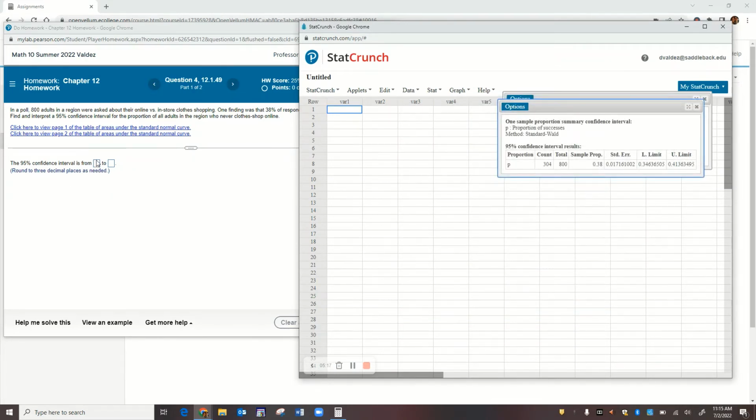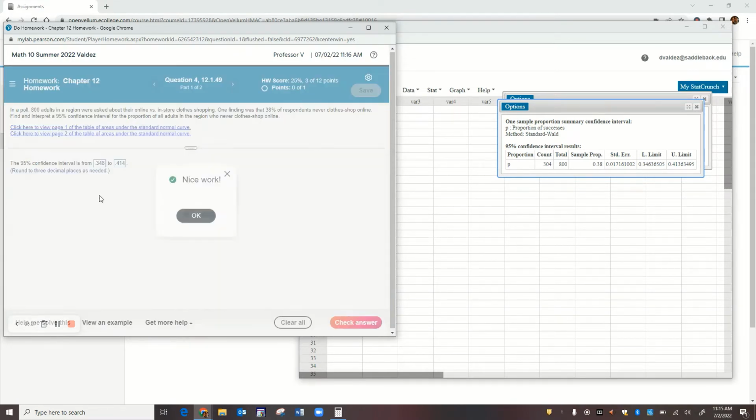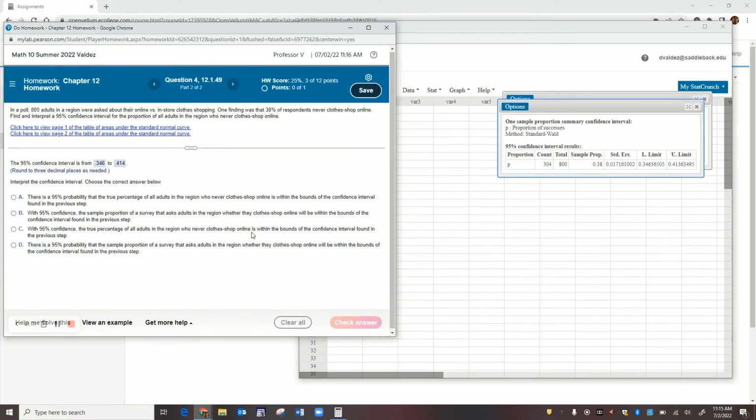So 3 decimal places, lower limit 0.346, to upper limit if I'm rounding, 0.414. Nice work. Now we need to interpret the confidence interval. So there is a 95% probability that the true percentage of all adults in the region who never clothes shop online is within the bounds of the confidence interval.